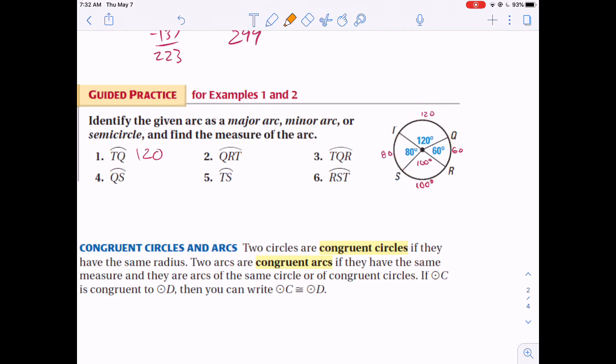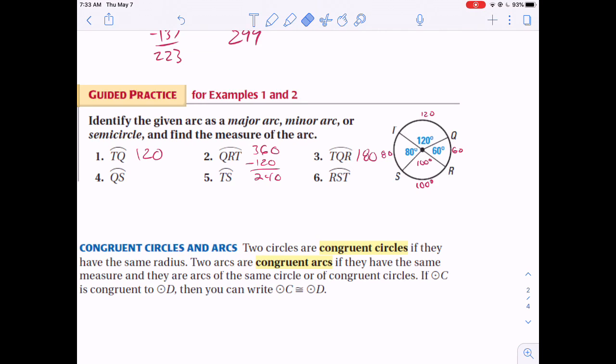So that would be 360, right? Minus 120, that gets me 240. That's for QRT. Next one, let's see, they say TQR. Gonna look at the picture first. I have to go this way, T to Q to R, shortest path to those 3 letters. And right away I can see it's 180, right? So I'm adding up the 2 values, either the 120 and the 60 to get to the 180.